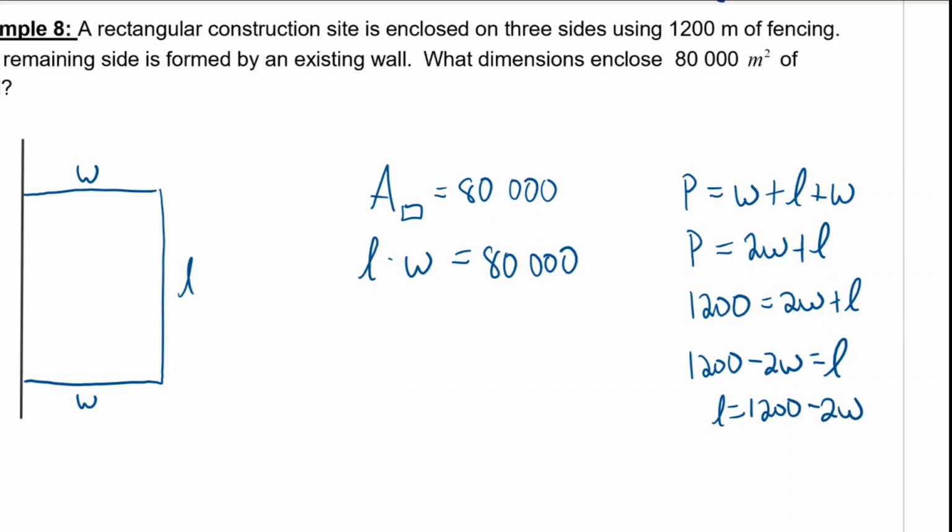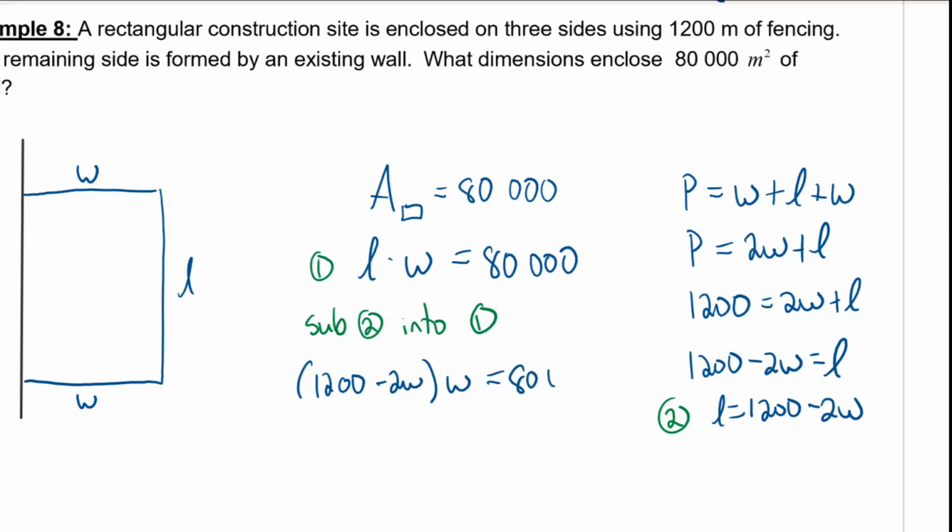So this is my expression here. Let's call this equation 1 and this equation 2. Let's substitute the equation we just created into 1, and this allows us to have an equation with only one variable in it. We're going to get 1200 minus 2W times W equals 80,000.